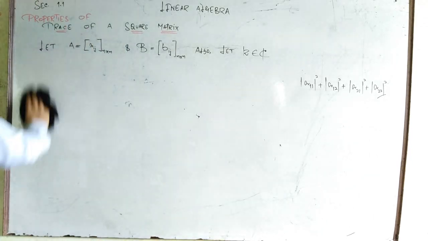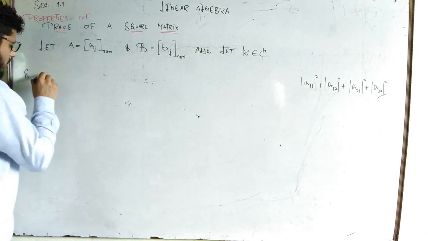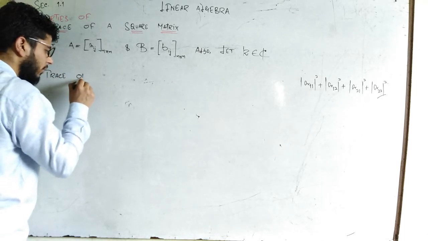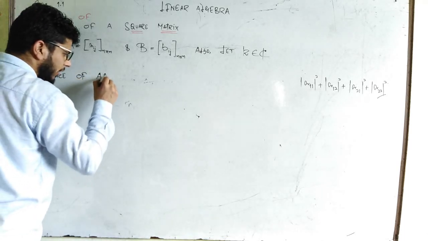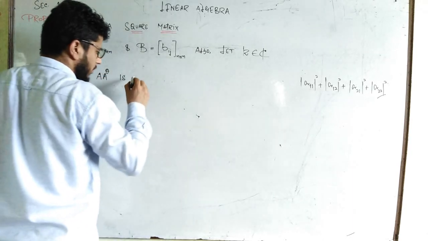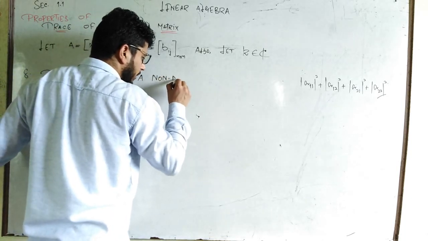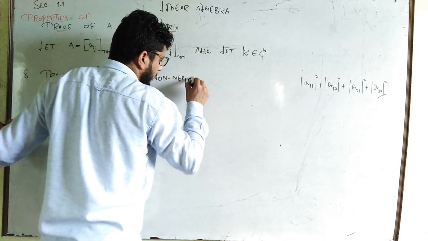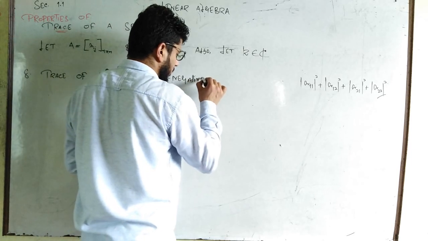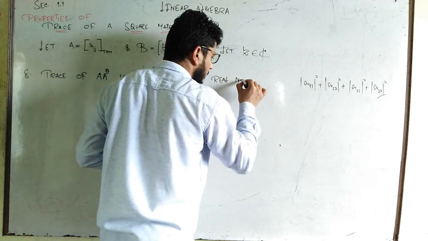Now the property number 8 is: trace of matrix AA conjugate is a non-negative real number. Non-negative means it can be zero but it will not be negative. Okay, non-negative real number.